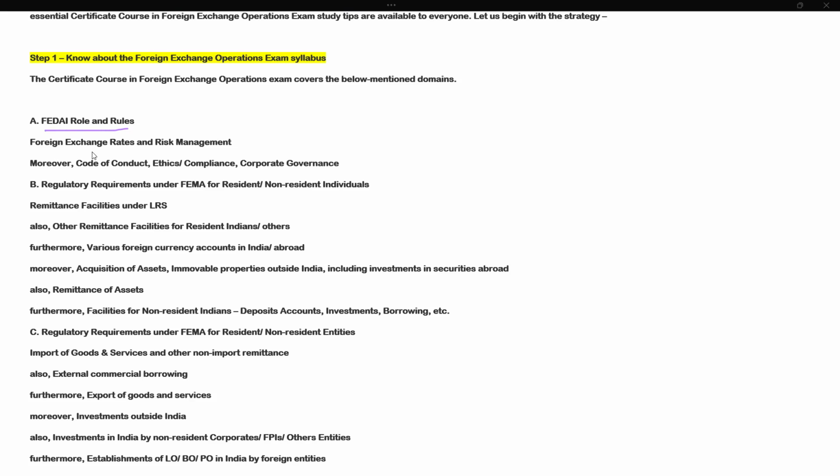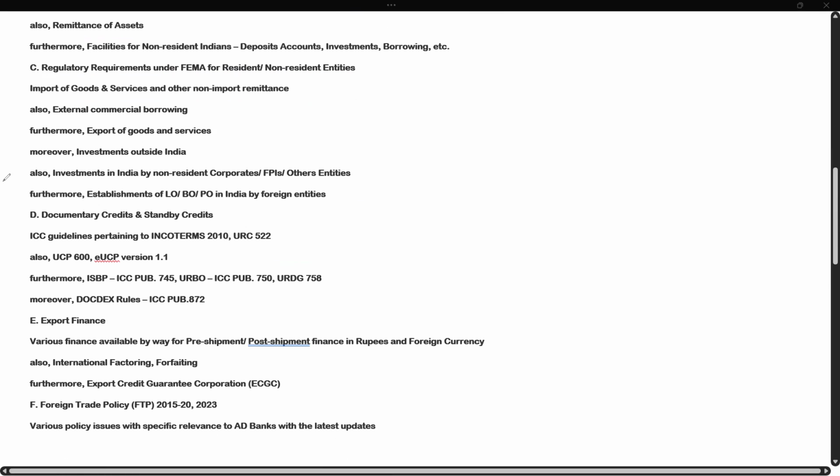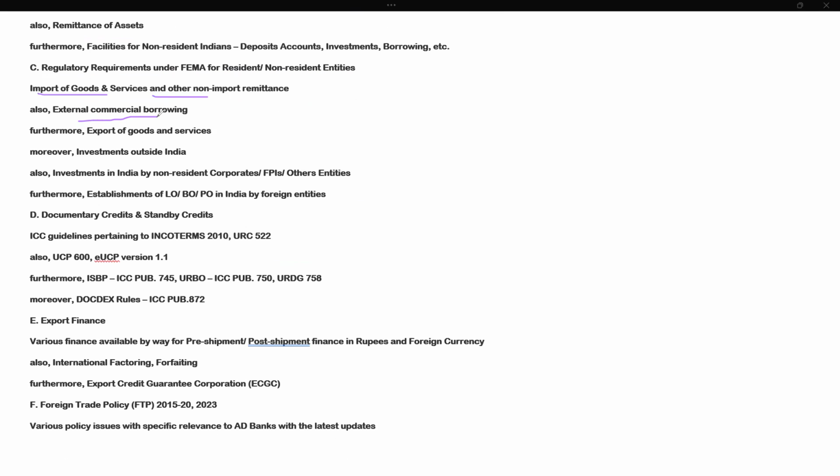Other topics are foreign exchange rate risk management, code of conduct, compliance, regulatory requirements, FEMA guidelines for resident and non-resident, remittance facility under LRS, and various foreign currency accounts in India and abroad, acquisition of assets, movable and immovable properties, and how these things work. Then there is the regulatory requirement under FEMA: what are the requirements that are needed? Other than that, import of goods and services, external commercial borrowing. These topics you should know.